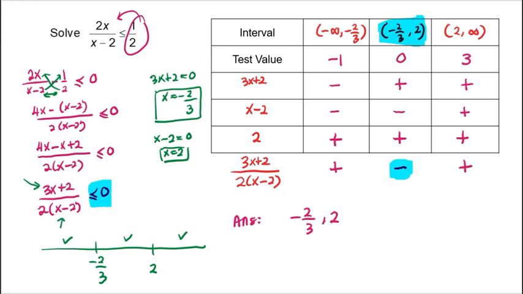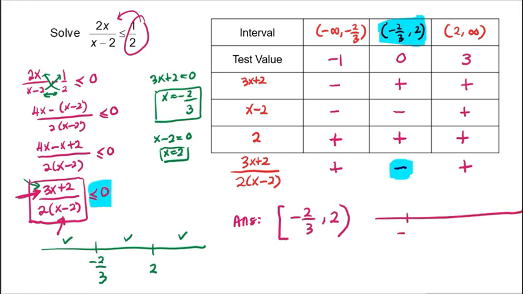But can negative 2 over 3 be included? Consider this function. Can we substitute negative 2 over 3 inside here? Of course we can. Therefore, it is included, and when it is included, we have the square bracket. Can 2 be substituted? Yes, the numerator can be substituted with 2, but the denominator, when we substitute with 2, will become 0. A function with 0 at the denominator is undefined. Therefore, we cannot have 2 inside this interval. So this is our final answer.